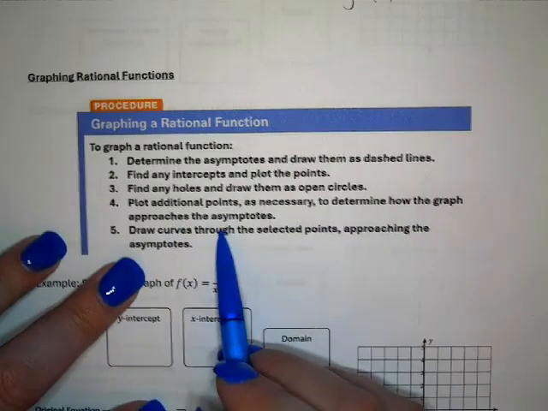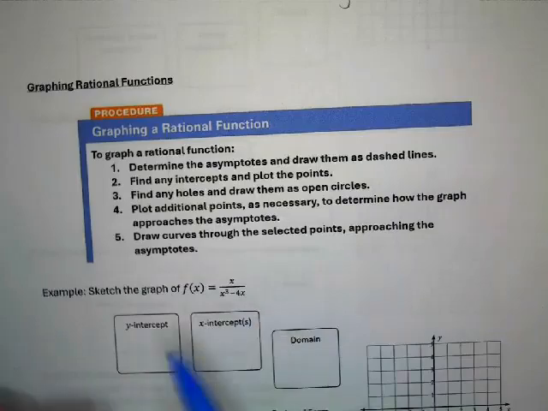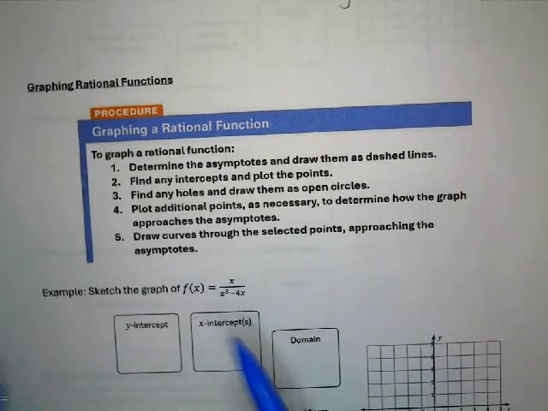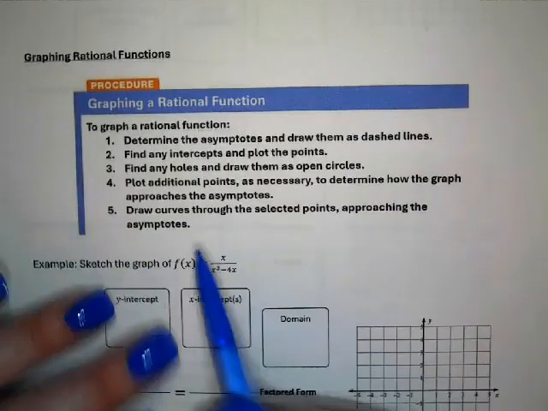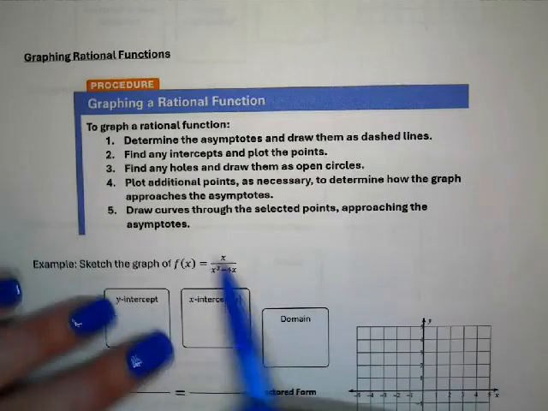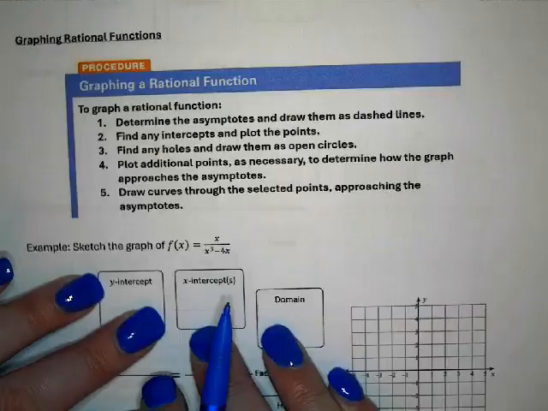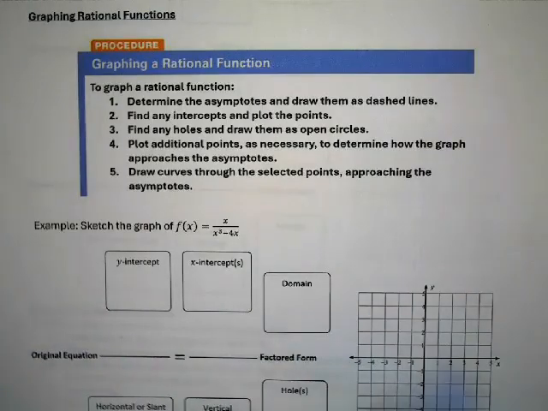So sometimes between the intercepts and the holes and the asymptotes, you have enough to understand what the graph will look like. Often you won't. You'll have to plug in a few more points to make sure you can draw the curve correctly. And then from there, draw the curve through the selected points approaching the asymptotes. So we know that curves get closer and closer to the asymptotes, that the distance between the curve and the asymptote approaches 0. And so we want to make sure that when we draw these graphs, that's what they look like.